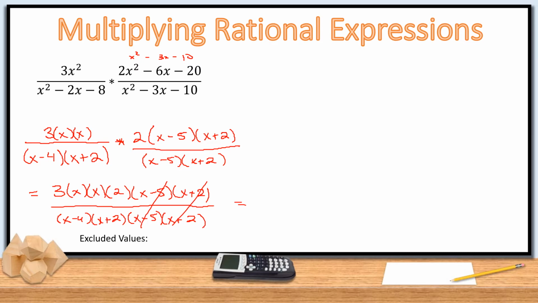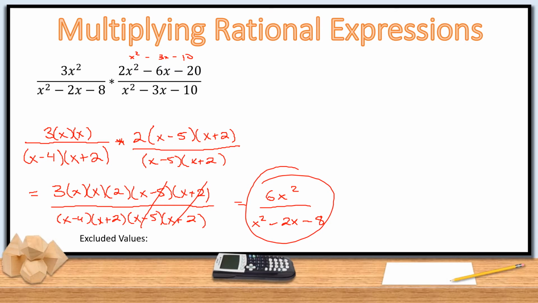So we've got 2 times 3 is 6 times x, so 6x squared. And then x times x is x squared. We've got plus 2x minus 4x. So we're just left with the original denominator, so minus 2x, and then minus 8. So that would be my answer.